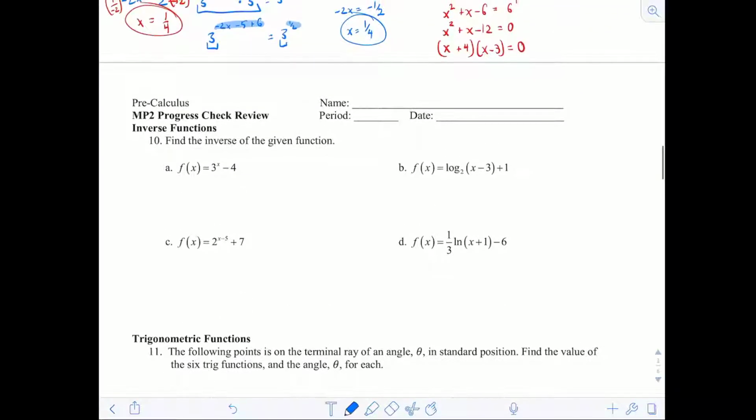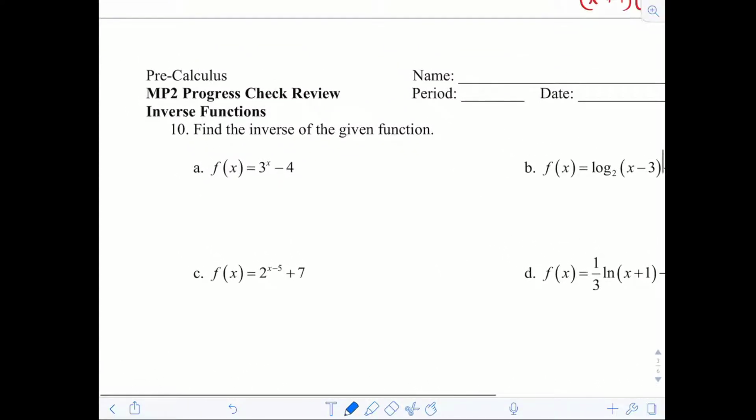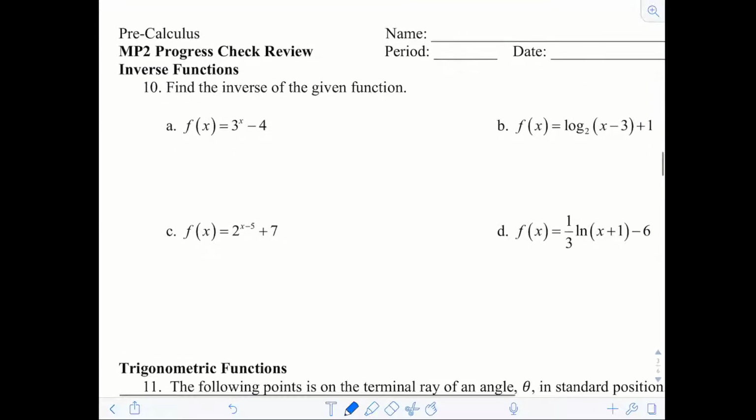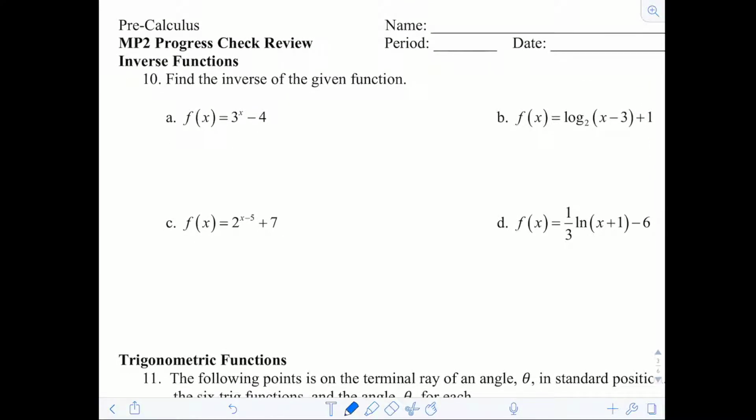Hello, and let's begin on the pre-calculus marking period 2 progress check review. For number 10, find the inverse of the given function. The important thing to remember when you're doing inverses is that you're switching the x and the y values and then solving for y again.